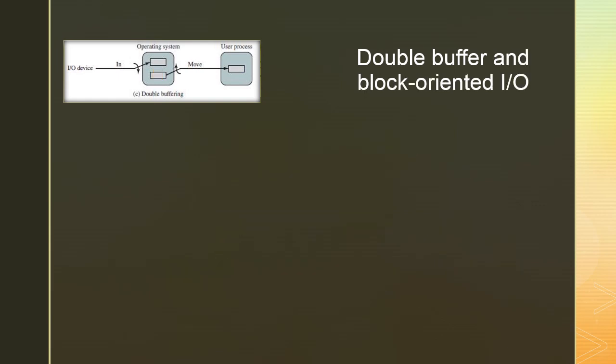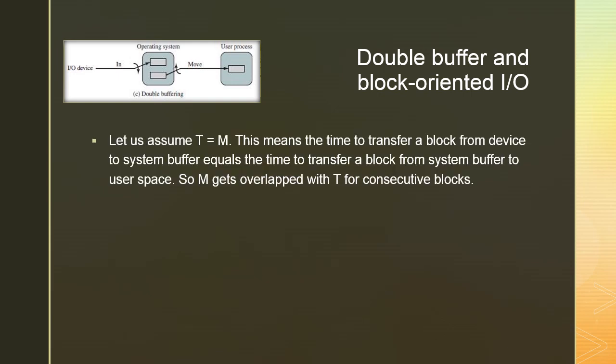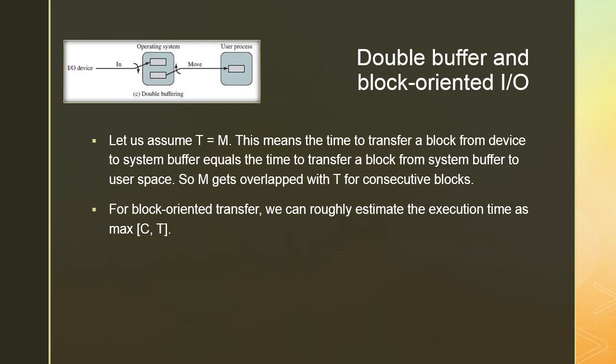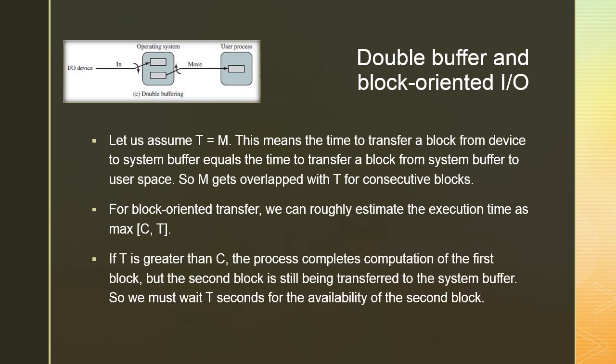Double buffer and block oriented I/O. Let us assume T equals M. This means the time to transfer a block from device to system buffer equals the time to transfer a block from system buffer to user space. So M gets overlapped with T for consecutive blocks. For block-oriented transfer, we can roughly estimate the execution time as maximum of C or T.